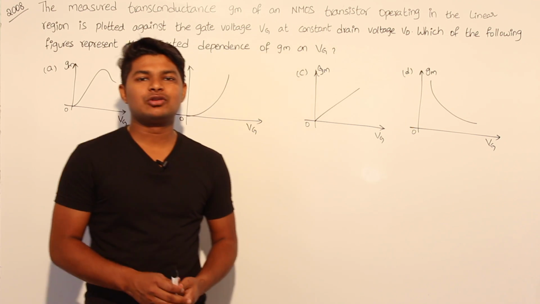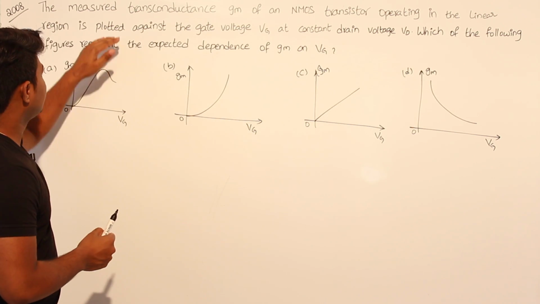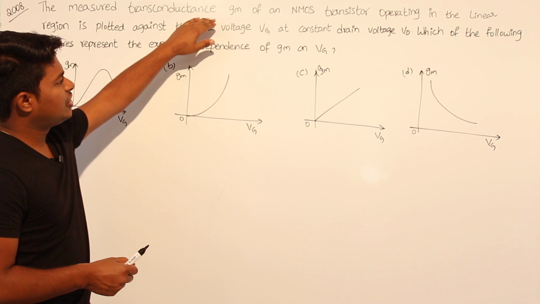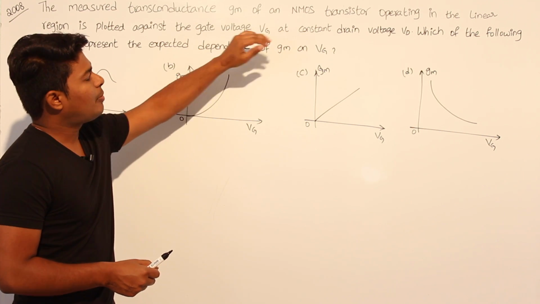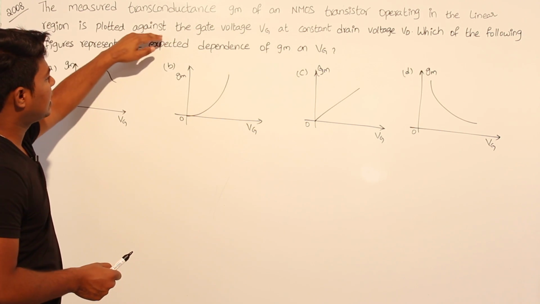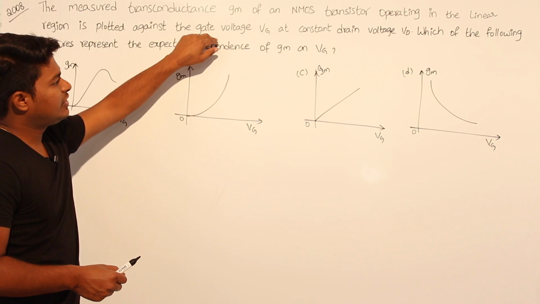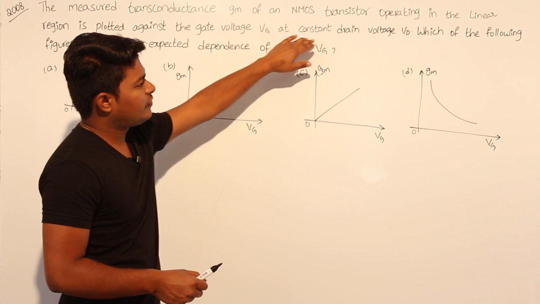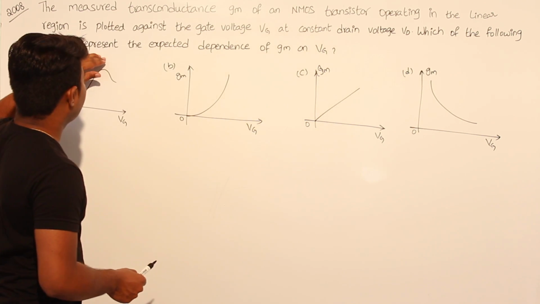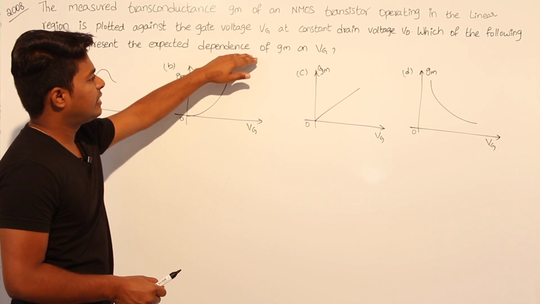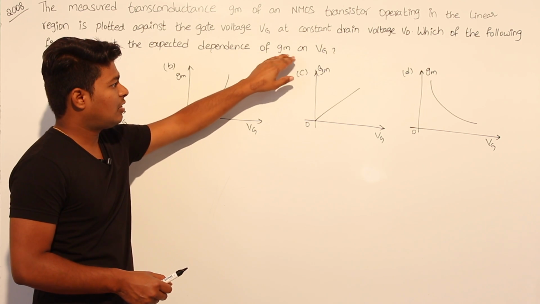This question is given in GATE 2008. Now see this question. The measured transconductance GM of an NMOS transistor operating in a linear region is plotted against the gate voltage VG at a constant drain voltage VD. Which one of the following figures represent the expected dependence of GM on VG?